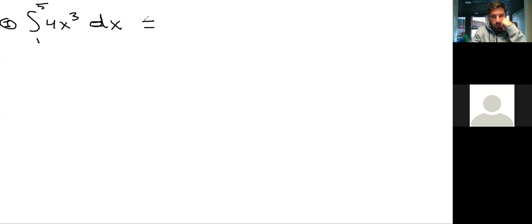We need an antiderivative. This is a polynomial, it's 4x cubed. So the antiderivative is what? There are a couple ways you could think about this, but the way I would tell you to first do it is just reverse the process of the derivative. So this becomes 4 times x to the 4th over 4, and we read this as evaluated from 1 to 5.